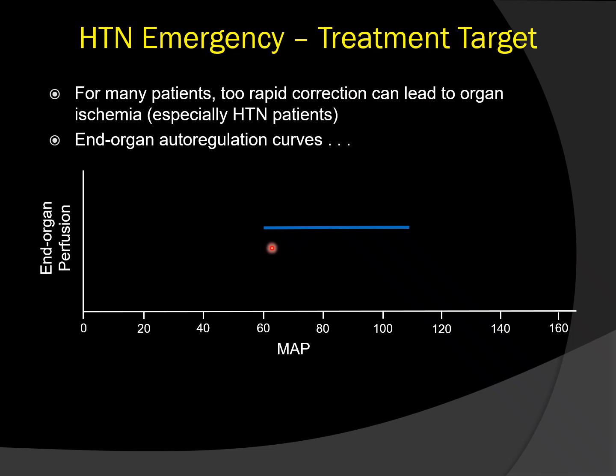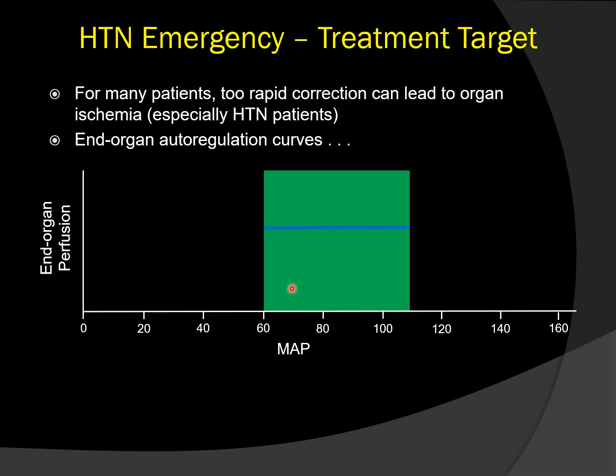In this example, from a MAP of 60 to about 110, there's no change of end organ perfusion. And what's happening here is rather than more end organ perfusion as the blood pressure goes up, which would not be healthy, the body is regulating the blood flow to the end organs by closing the precapillary arterioles down to put a clamp on how much blood gets into the organs. That keeps the flow relatively constant over a wide range.